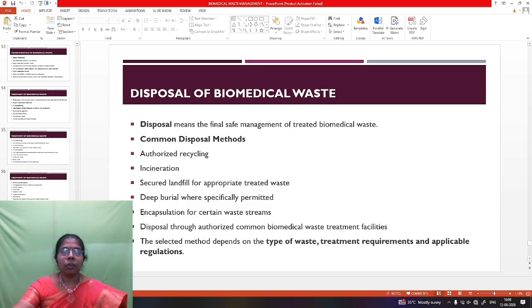And next one is disposal of this biomedical waste. The final stage is the disposal. The disposal means the final safe management of treated biomedical waste. Common disposal methods are authorized recycling, incineration, secured landfill for appropriately treated waste, deep burial where specifically permitted, encapsulation for certain waste streams, and disposal through authorized common biomedical waste treatment facilities. The selected method depends on the type of waste, treatment requirements and applicable regulations.